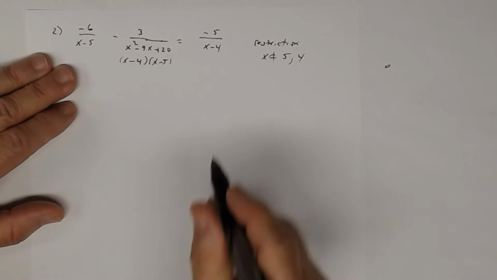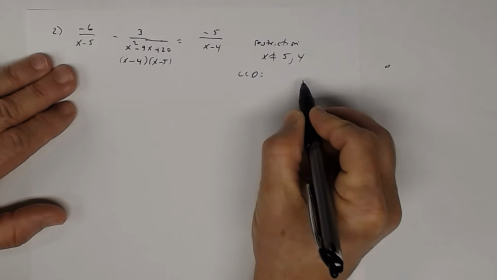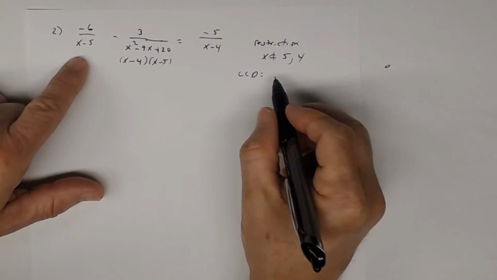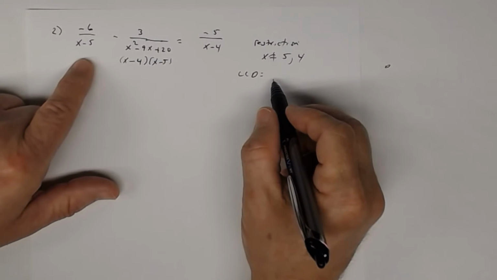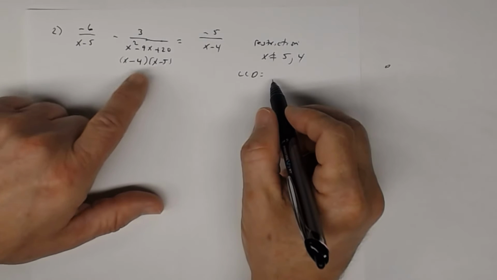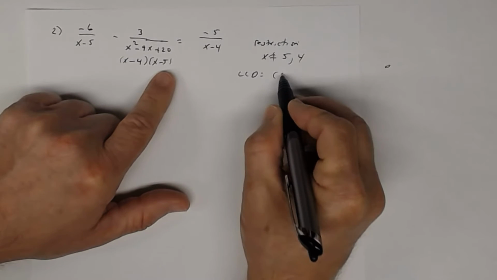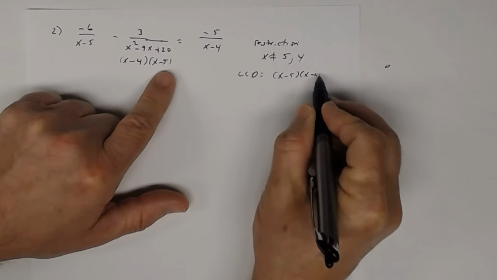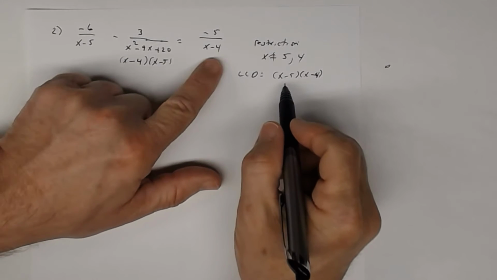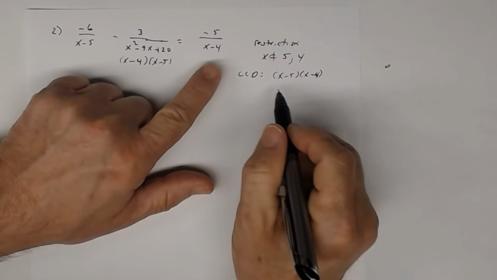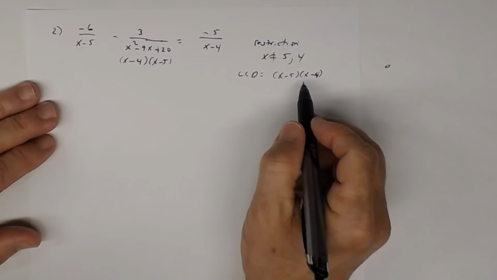Now the next thing you want to do is find the least common denominator. The least common denominator has to include every factor you see. So I'm going to need x minus 4, x minus 5, and x minus 4. So it's a product of all those. And then x minus 5, I already have it, x minus 4, I already have it right here. So that's my least common denominator, and leave it in factored form.